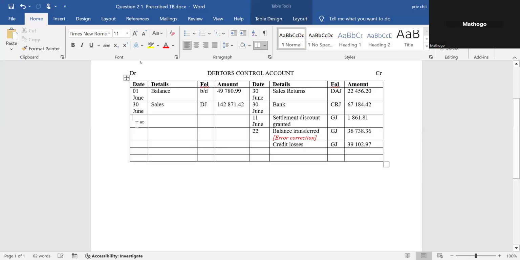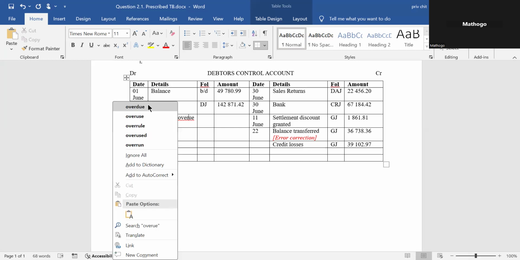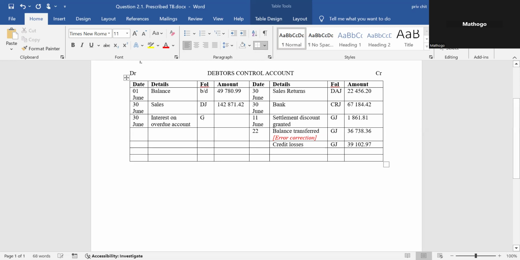So here, let's put the date. What date was it, young man? It's on the 30th of June, right? Yeah, 30th. So you're going to write interest on overdue account. Interest on overdue account according to the general journal. And how much is the amount, young man? It's 302.67. And 67 cents.